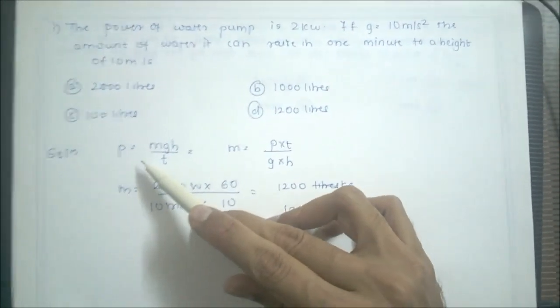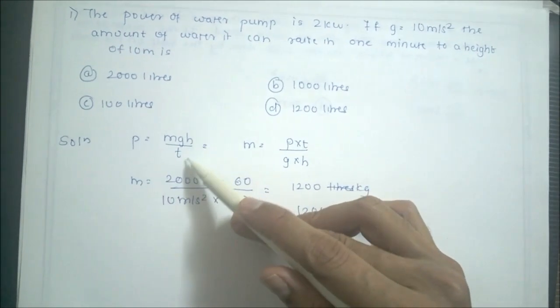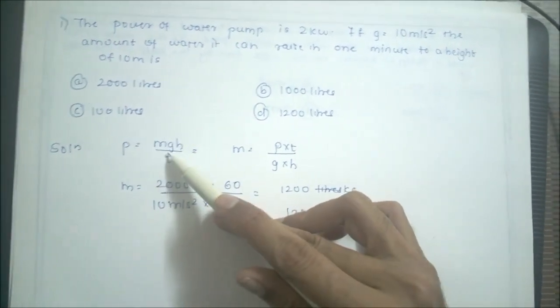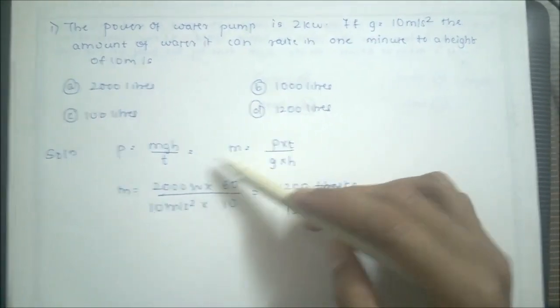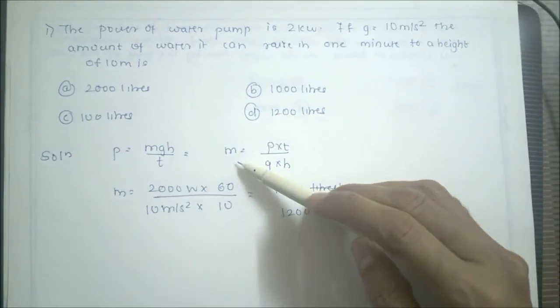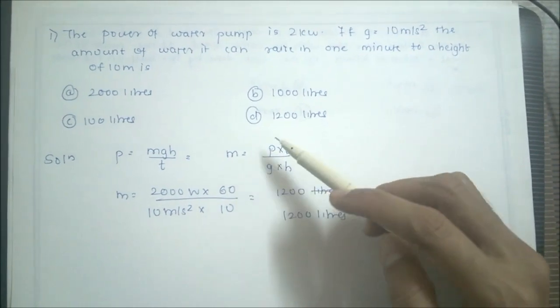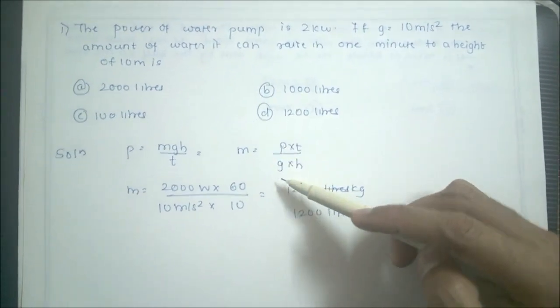So we need to find the power, which has the formula mgh upon t. h is the height, m is the mass and g is the acceleration due to gravity. Now we can change the formula in terms of mass. So the formula becomes m equals p multiplied by t upon g multiplied by h.